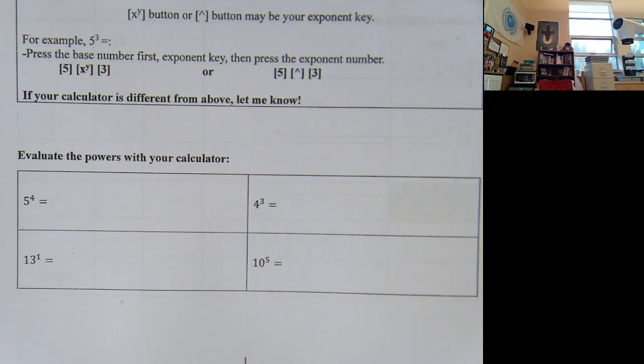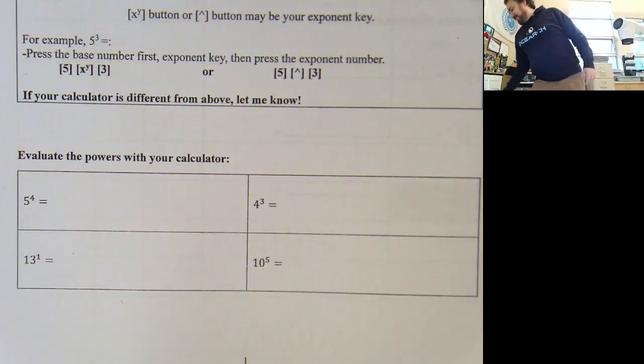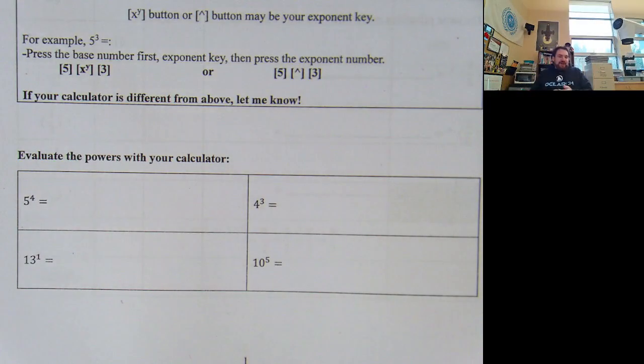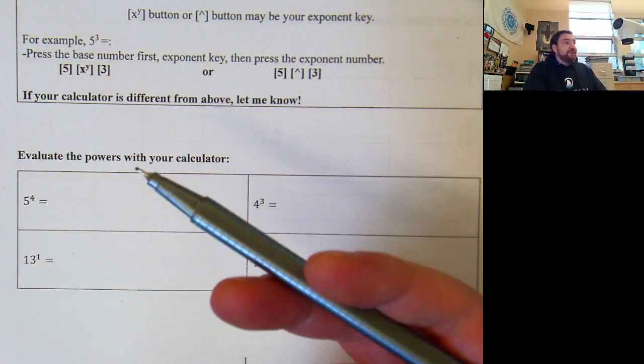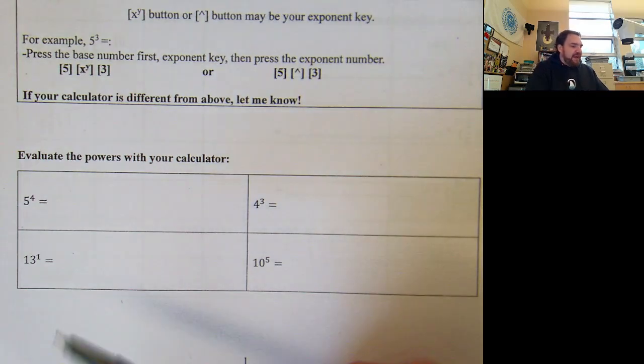Do not work ahead, guys. On this one, do not work ahead. I've seen 3 people work ahead, and all 3 of you did it wrong. Don't do it. Not today. Here we go. So you guys seem like you're good with the calculator because some of you are trying to work ahead. Don't work ahead. 5 to the 4.